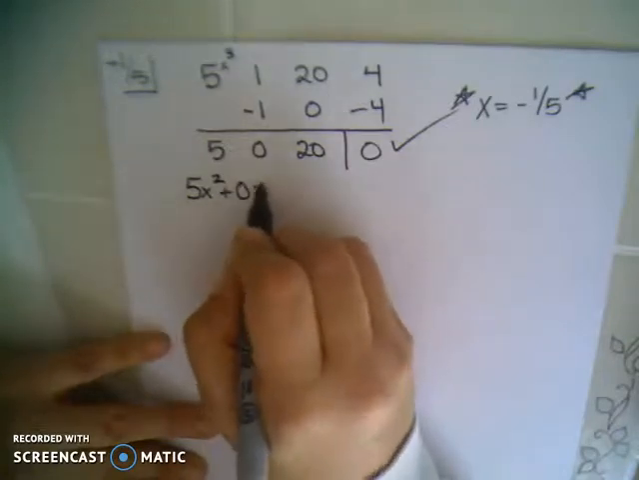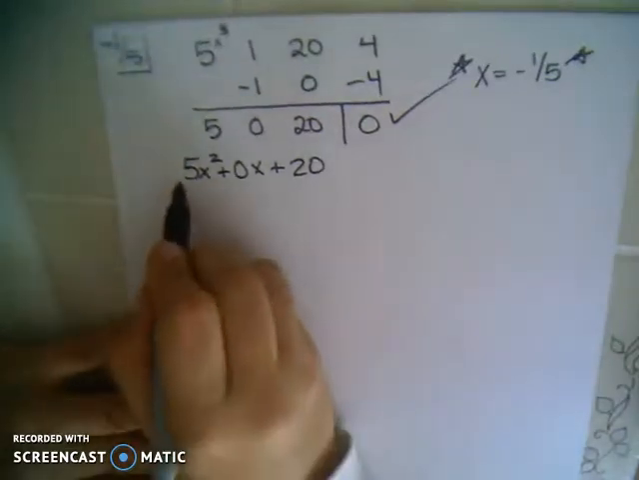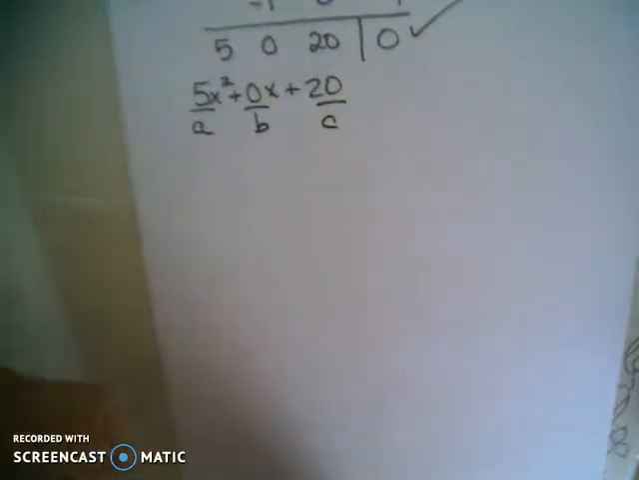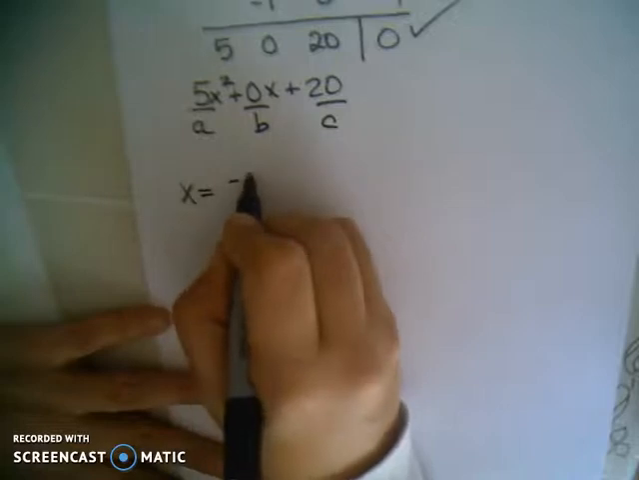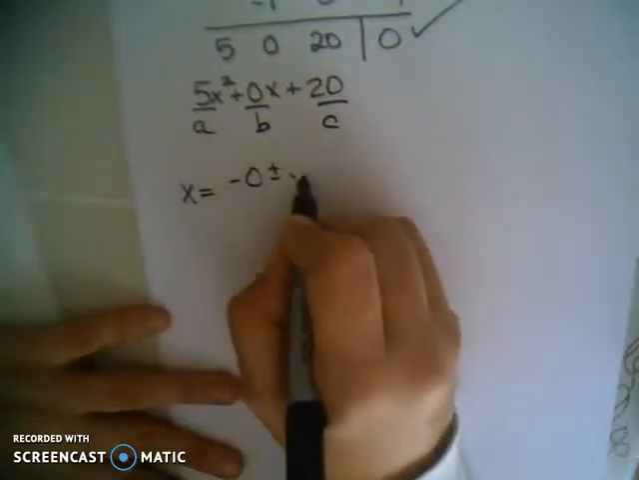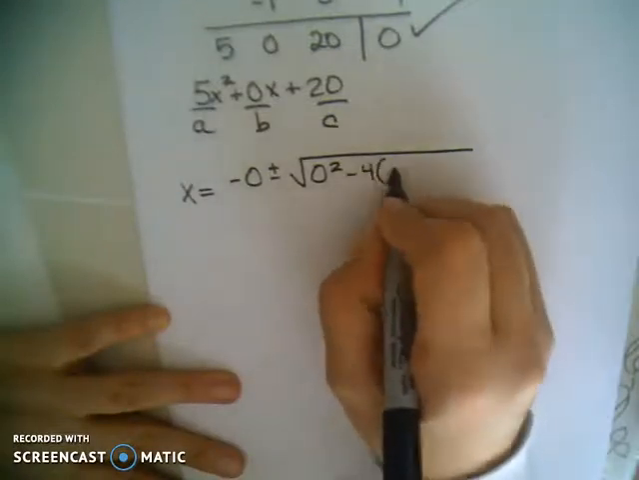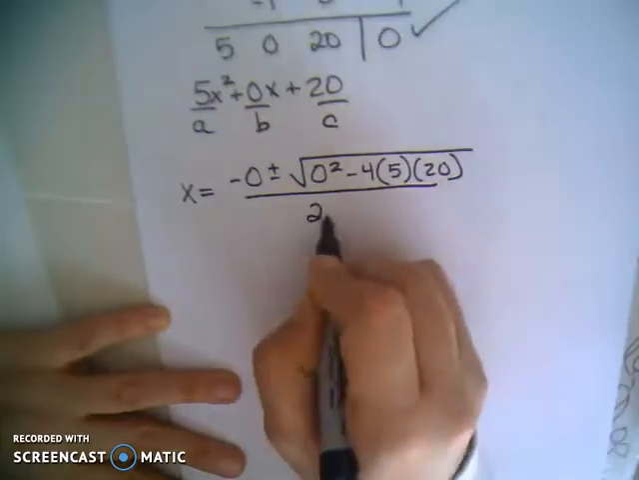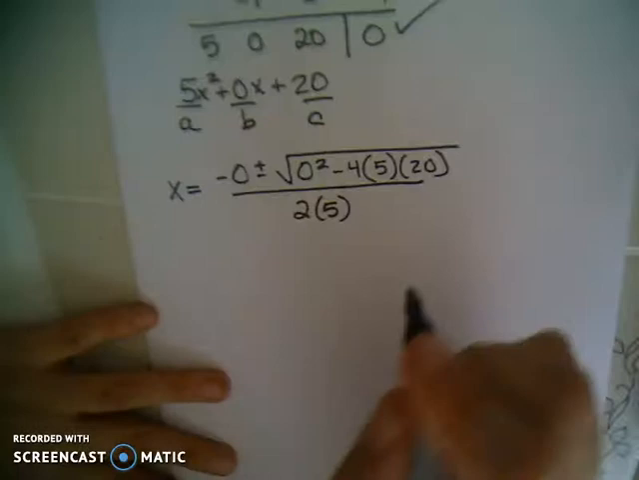So this is 5x squared plus 0x plus 20. And once you're down to a quadratic, you can use those as your a, b, and c in the quadratic formula to finish this problem out. So x equals negative b plus or minus the square root of b squared minus 4 times a times c, all over 2 times a. And we need to simplify that as much as possible.